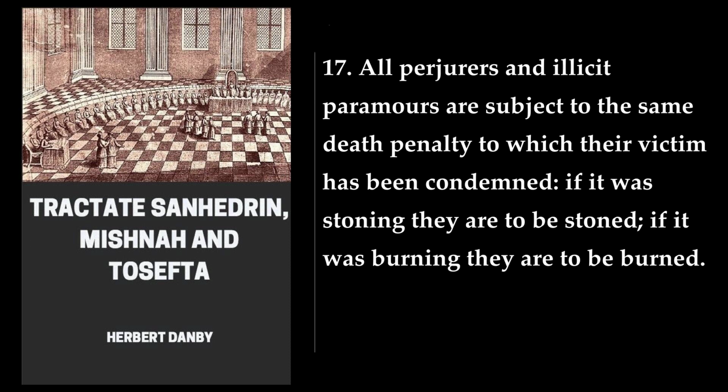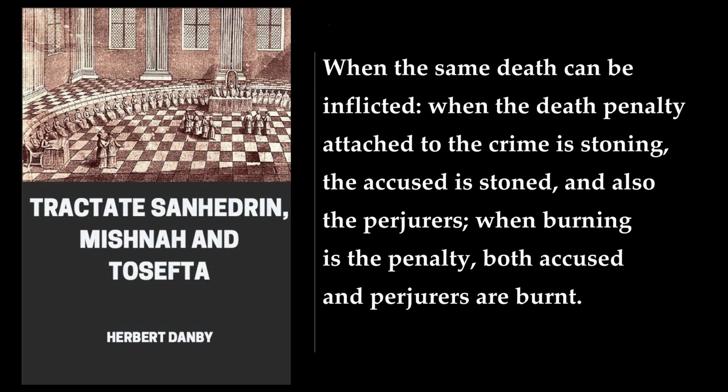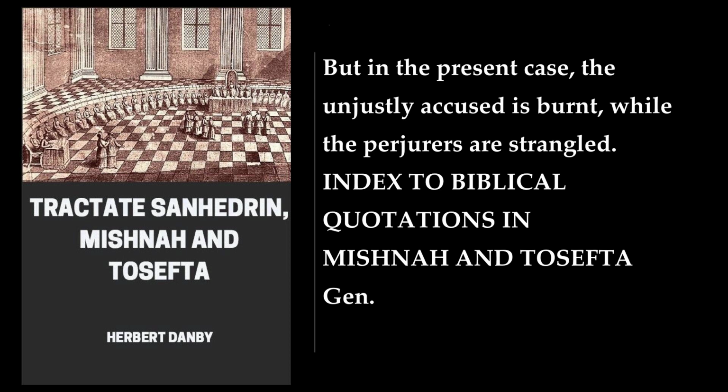503. T. 14. 17. All perjurers and illicit paramours are subject to the same death penalty to which their victim has been condemned. If it was stoning they are to be stoned, if it was burning they are to be burned. In what cases does this hold good? When the same death can be inflicted. When the death penalty attached to the crime is stoning, the accused is stoned, and also the perjurers; when burning is the penalty, both accused and perjurers are burnt. But in the present case, the unjustly accused is burnt, while the perjurers are strangled.